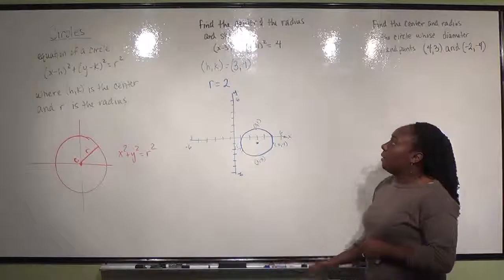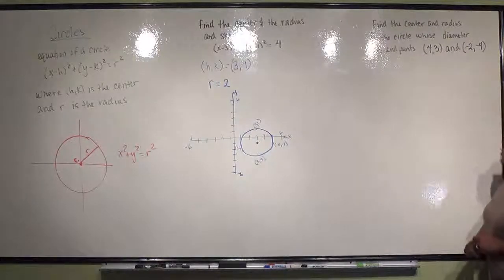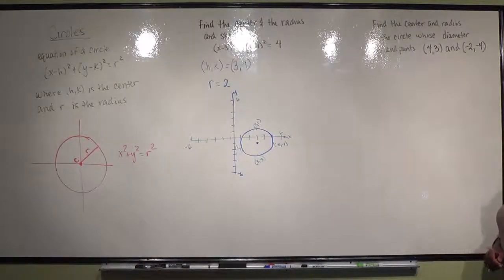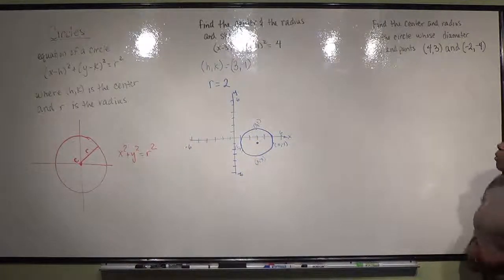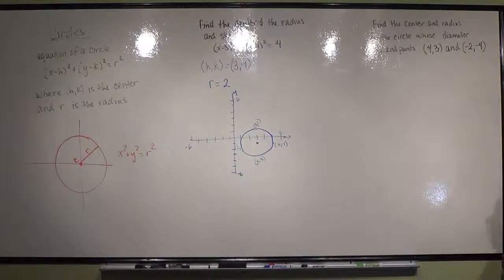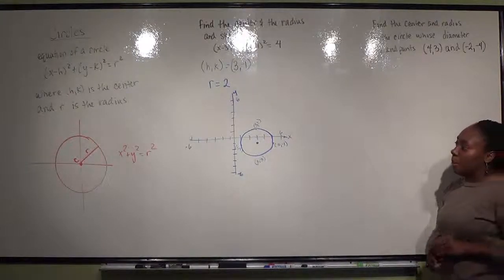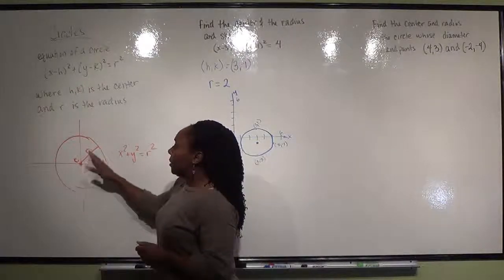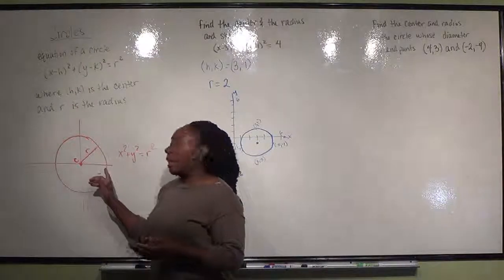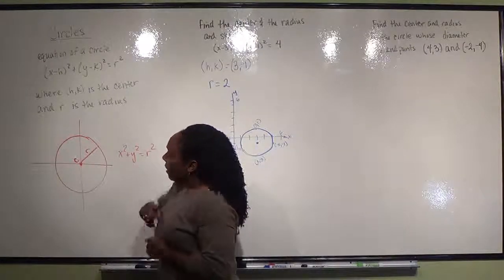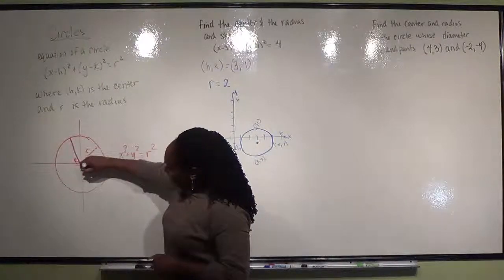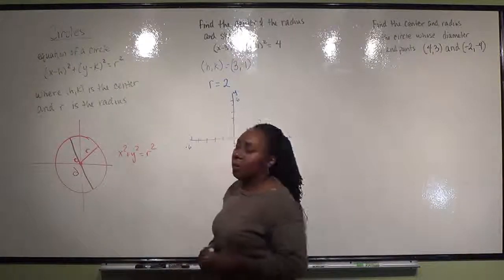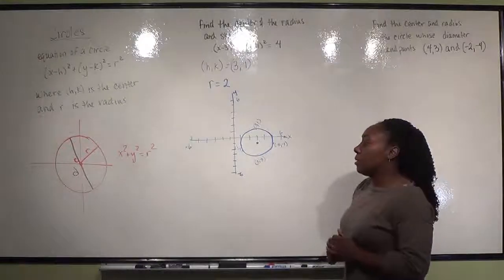Okay. And one last example, let's look at this one. So we want to find the center and the radius for a circle whose diameter has endpoints 4, 3, and negative 2, negative 4. And so remember, if we're talking about a circle, the radius is only the distance from the center to the outside of the circle. The diameter is the distance from one side of the circle to the other passing through the center.